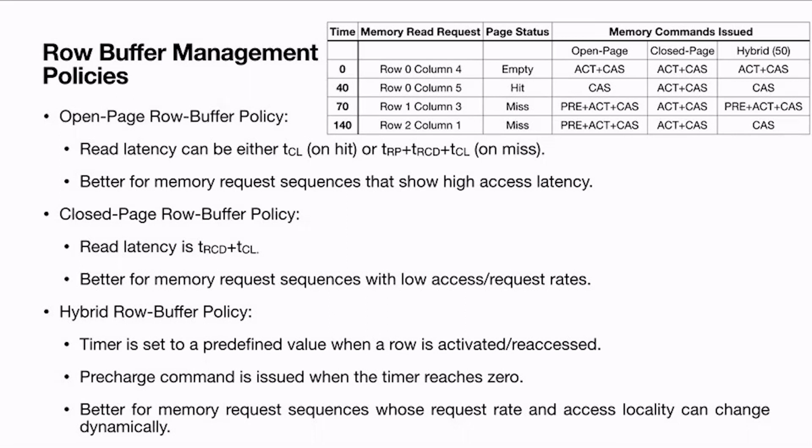But this row hit will come into picture only when you use the open page policy and the hybrid policy. In the hybrid policy also, if the data is there in the sense amplifier, during that time you can exploit this hit. Otherwise, you have to close it and then reopen.